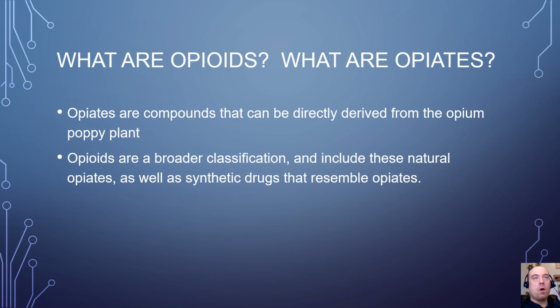So what are opioids actually? What does that mean, and what are opiates? Okay, I'm okay if nobody memorizes the difference, but there is a difference technically. Opiates are compounds that can be directly derived from the opium poppy plant. Also, opiates are natural. Opioids are a broader class and include the natural opiates as well as synthetic drugs that resemble opiates. So if you just use the term opioid, it means pretty much anything that binds to those receptors that we're going to talk about. Whereas opiates are technically natural compounds. Again, that's more of an academic discussion that we don't really need to worry about memorizing.